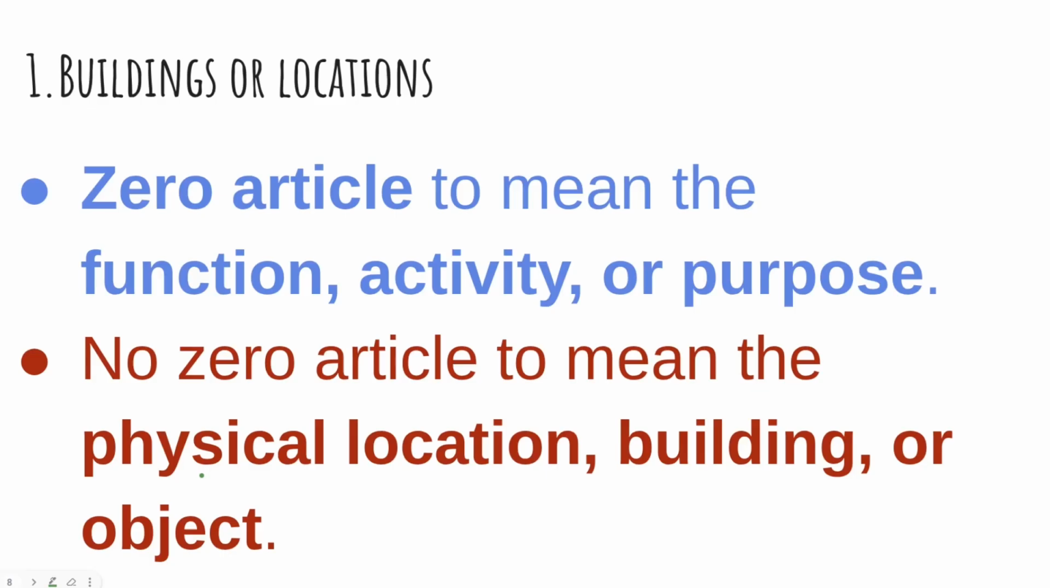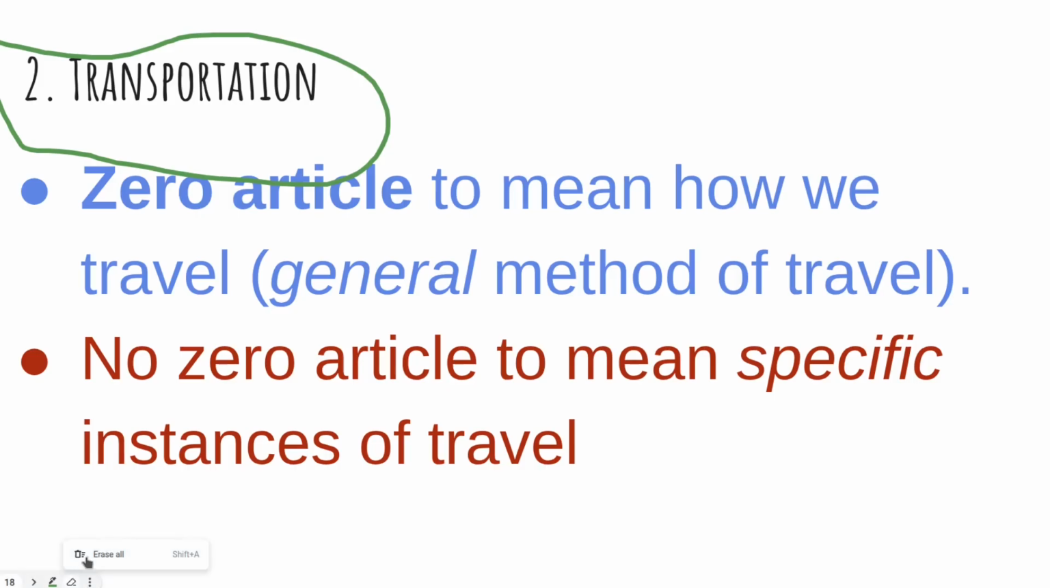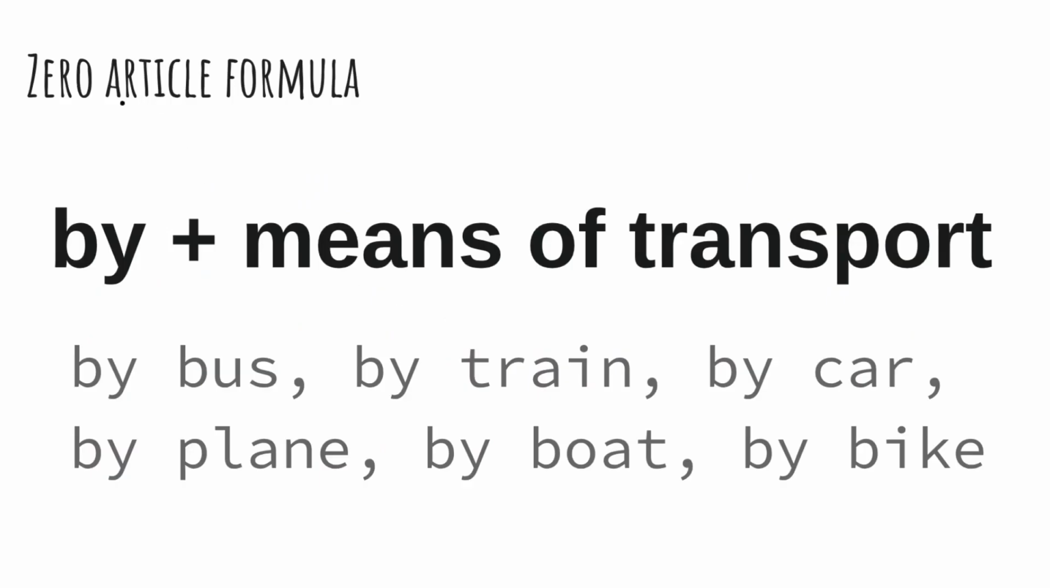Secondly, transportation. Now let's move on to the second major category where we often see the zero article used with singular countable nouns, and that is when we are talking about transportation. In everyday English, when we talk about how we travel, not the specific vehicle, but the mode or method of transport, we often use the preposition by, followed directly by the noun without an article. This is a fixed structure in English. By plus means of transport, and this structure takes no article.